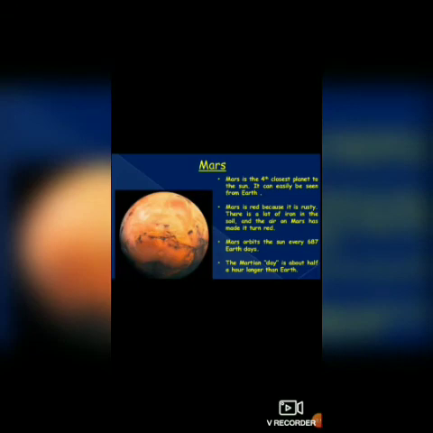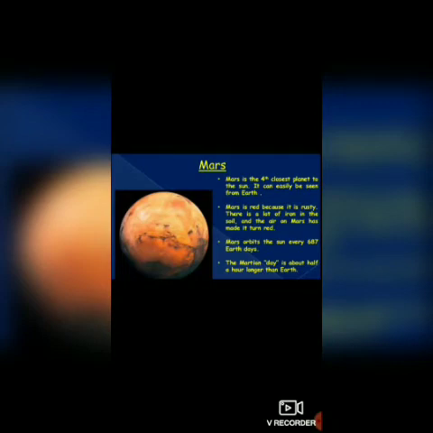Mars. Mars is the fourth closest planet to the sun, and it can easily be seen from Earth, and Mars is red because it is rusty. There is a lot of iron in the soil, and the air on Mars has made it turn red. Mars is the fourth closest planet to the sun, and from Earth we can see Mars. And Mars is red in color because it is rusty, and there is a lot of iron in the soil and the air on Mars, which has made it turn red.